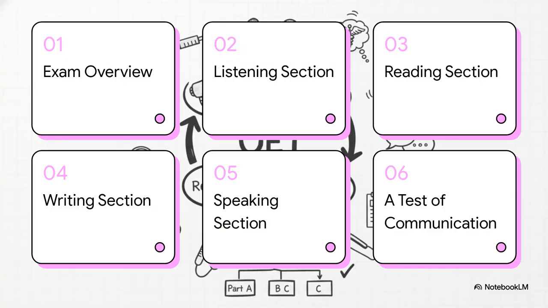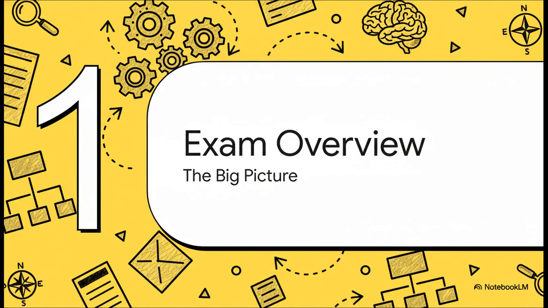So here's our game plan. We'll start with a quick look at the whole exam structure. Then we'll dive deep into each of the 4 sections, one by one. And to wrap it up, we'll get to the big idea, the one thing that really ties this whole test together. Okay, let's jump right into the big picture. What does the OET exam actually look like from start to finish?